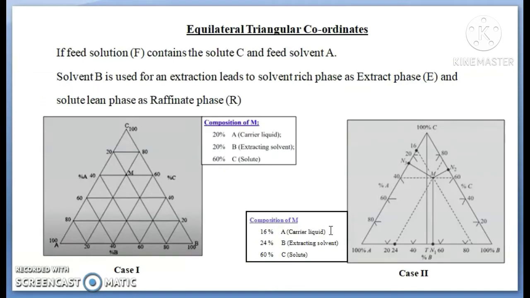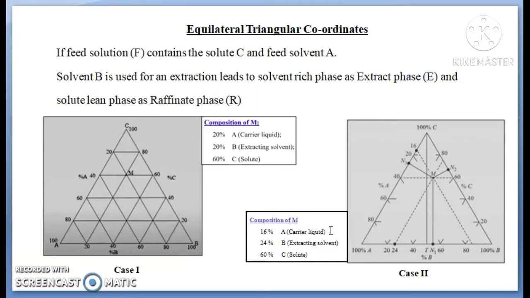Now here, first of all, whenever we want to study the equilibrium characteristics of liquid-liquid extraction operation, we have to study the equilateral triangular coordinates or equilateral triangular diagram. If the feed solution F contains the solute C and the feed solvent A, which is contacted with the extracting solvent B for the extraction, it leads to the solvent-rich phase as extract phase E and the solute-lean phase as the raffinate phase R.